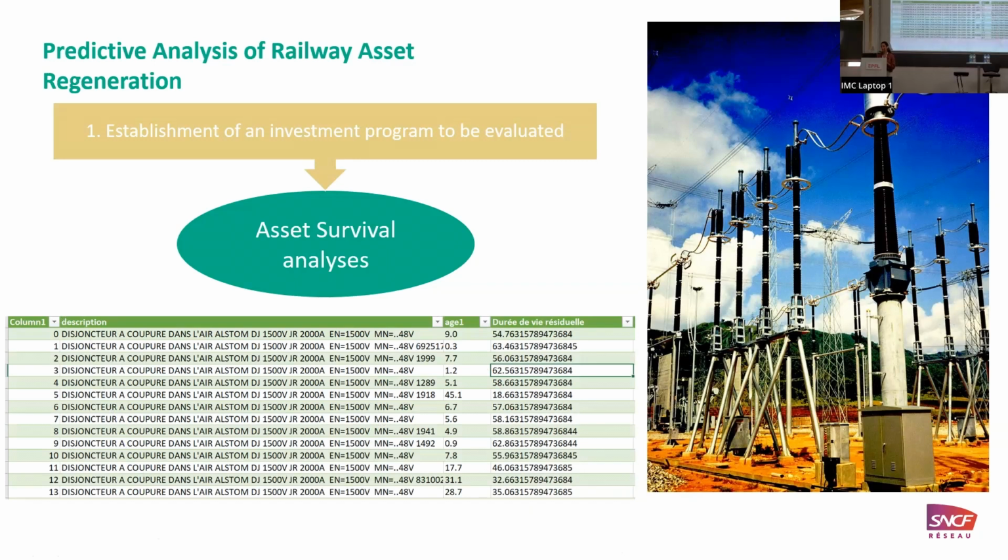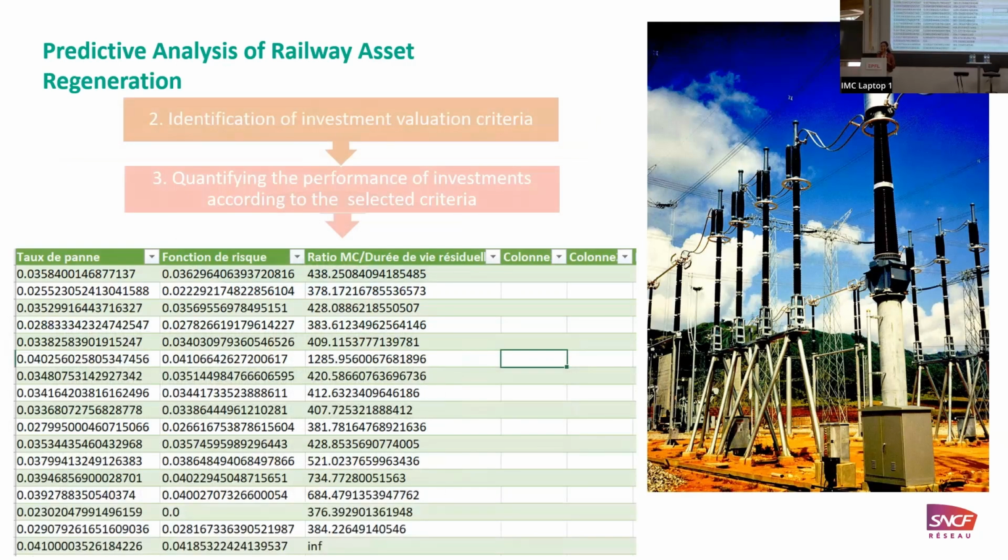So for each asset, we put the age and the remaining useful life in front of each asset. The second and third point is to select criteria with experts. So here we selected the age, the remaining useful life, failure rate, risk function. These are criteria results of survival analysis. And then also we decided to add the ratio of corrective maintenance cost by remaining useful life.